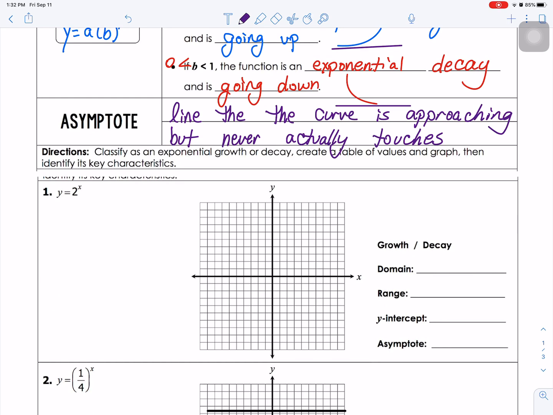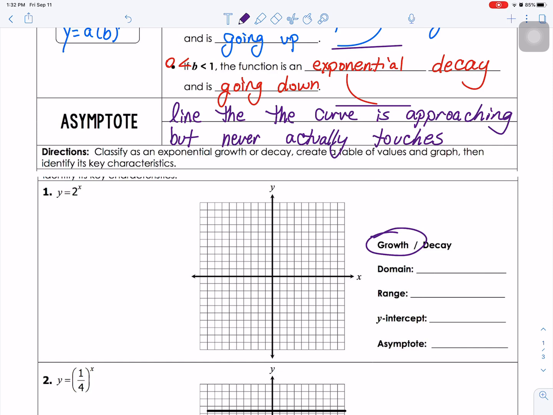So we're going to look at this first one. We're going to have a couple more vocabulary words in here. So 2 to the power of x. Our first thing is, is it growth or decay? So 2 is our growth factor. It's bigger than 1, so it's growing.